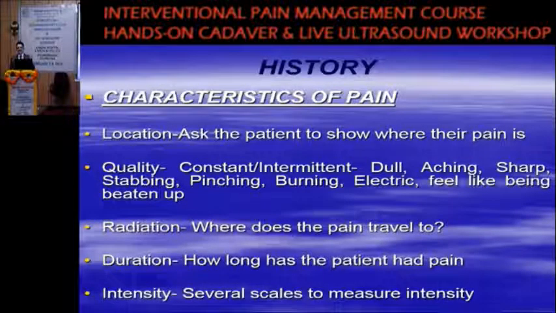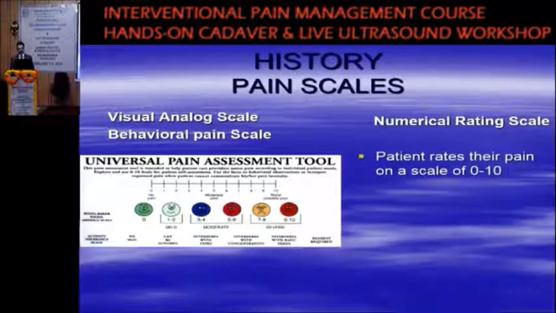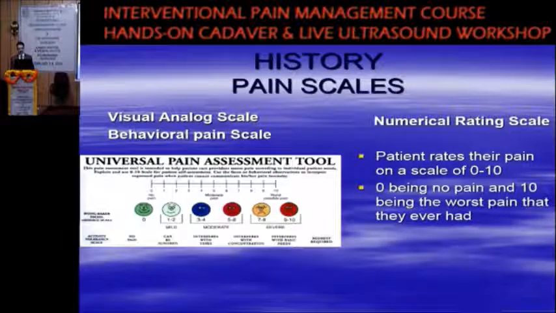There are several ways of measuring the intensity. There is VAS, right? Visual Analog Scale. A lot of people confuse VAS with the NRS. What is the NRS? NRS is the numerical rating scale where you ask the patient what your pain is on a scale from 0 to 10. 0 being no pain and 10 being the worst pain. What is your pain? And they will give you a number, 9, 10, 8, whatever.